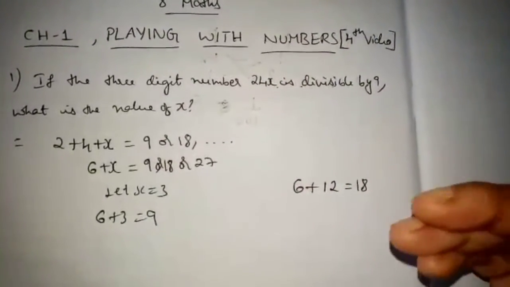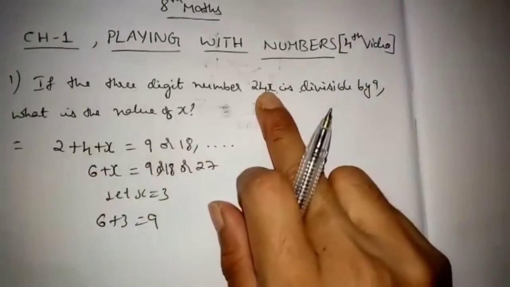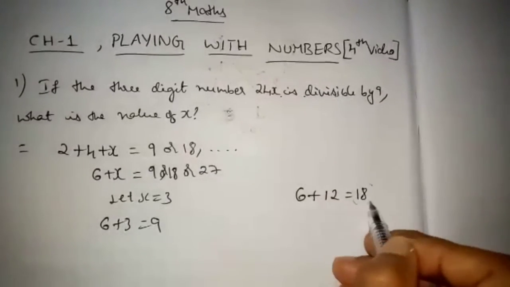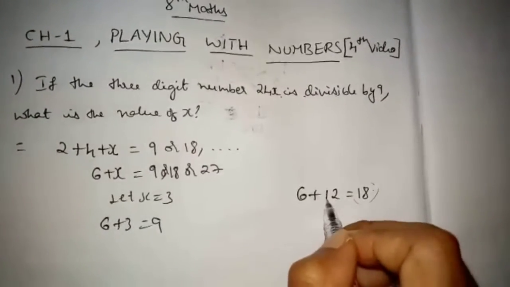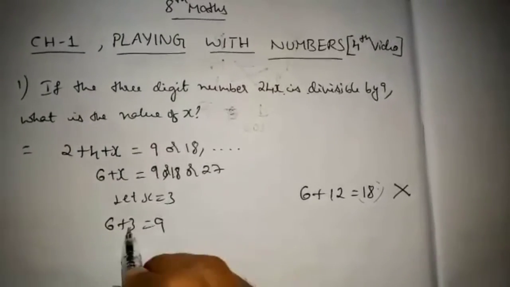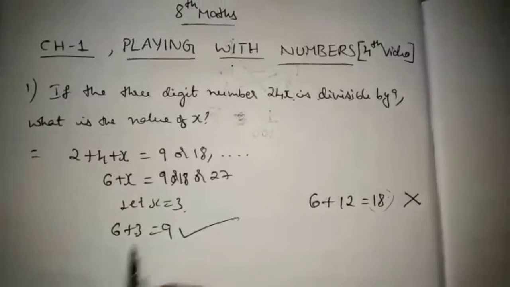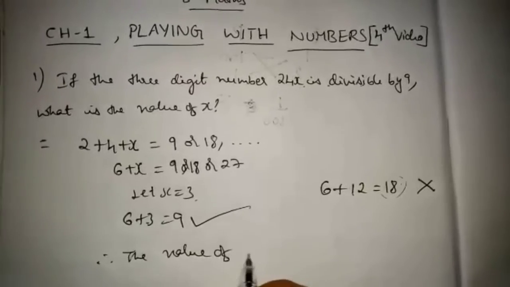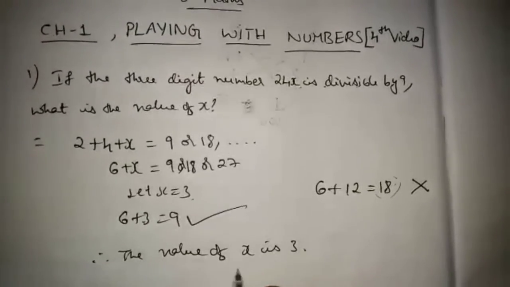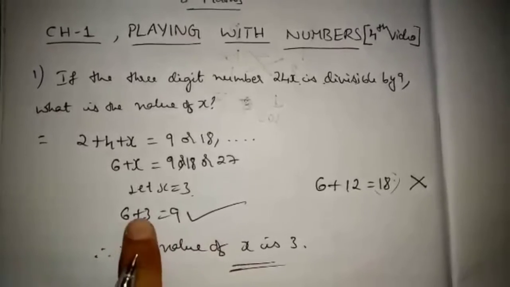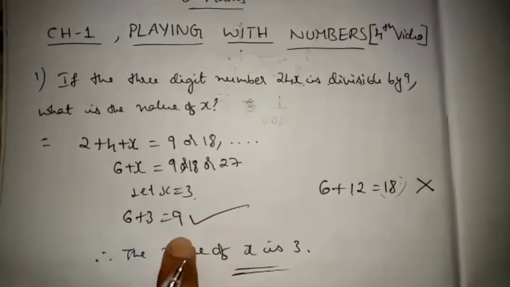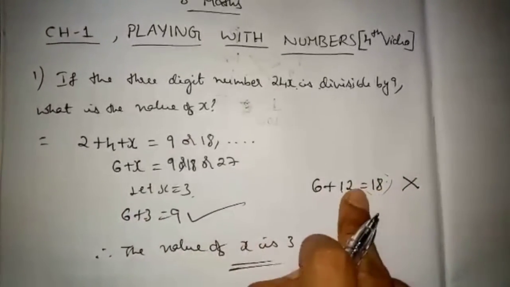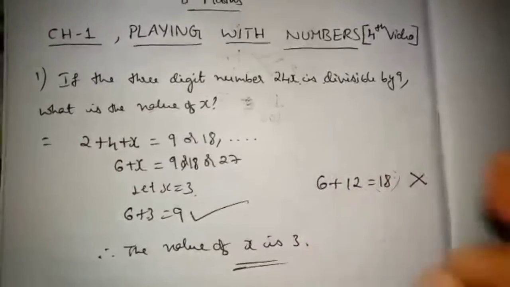I have told you in my previous video, one variable can take only a one-digit number, not a 2-digit number. So if we take 18, x becomes 12. So we cannot take this. So x equals 3 is the correct one. Therefore the value of x is 3. So when you take x as 3, 6 plus 3 is 9, which is divisible by 9, and it is also a single digit. You cannot take 12 because it is a 2-digit number.